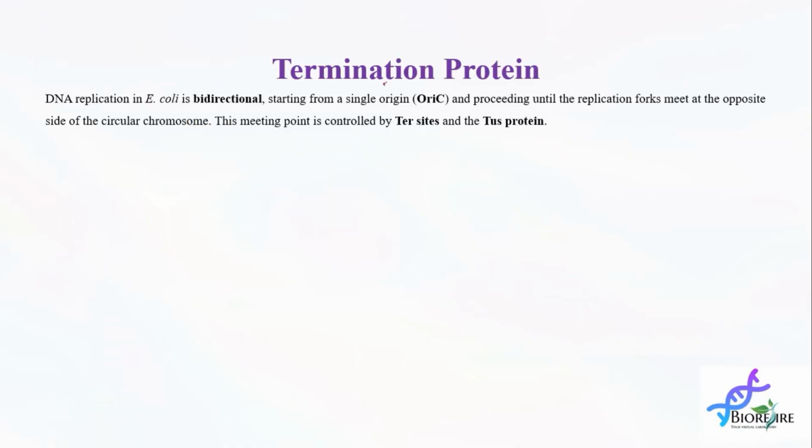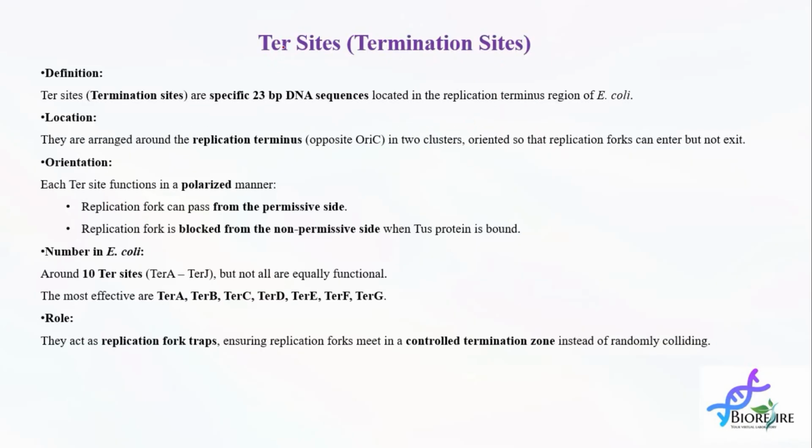Okay, these are the termination process proteins in case of prokaryotes. In prokaryotes, Ter proteins and Tus proteins are most important. Ter is a termination sequence. It is a specific 23 nucleotide base pair sequence located at the replication termination point. Ter function is in a polarized manner. The replication fork can pass from the permissive site. The replication fork is not passed through the non-permissive site.